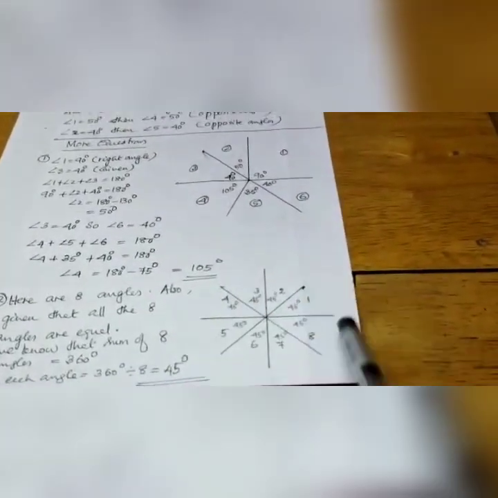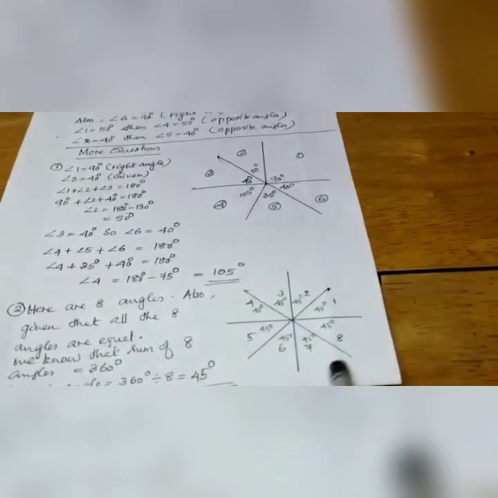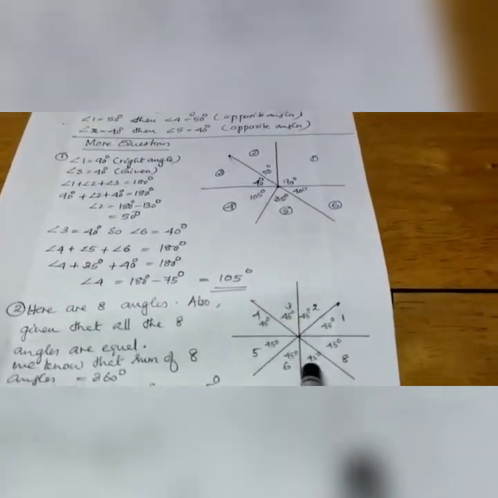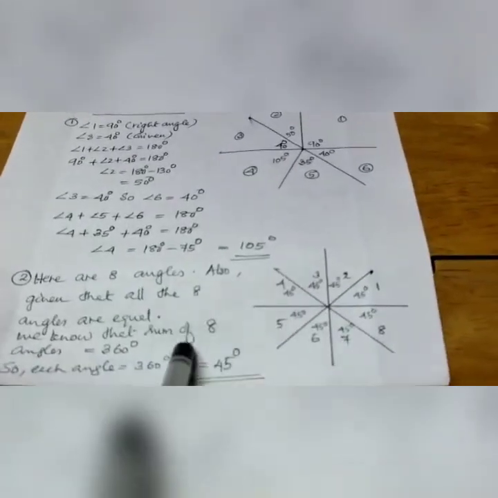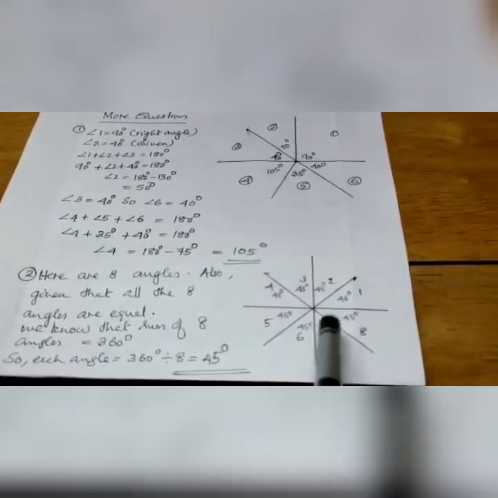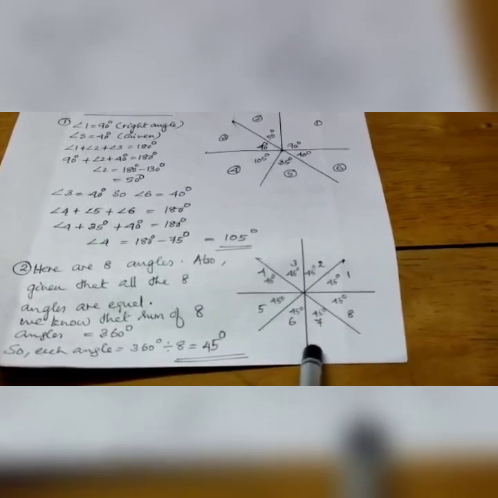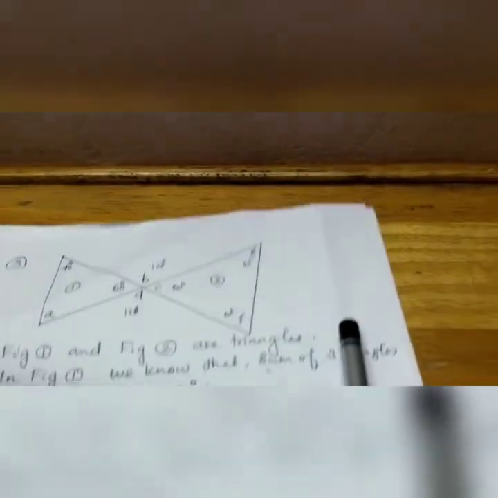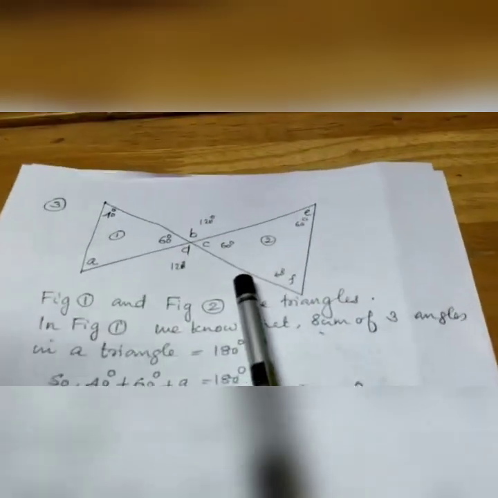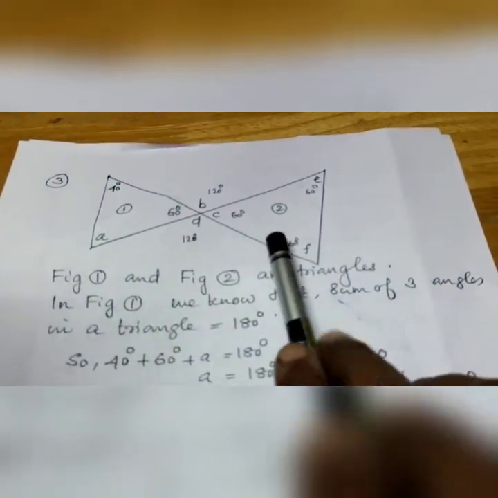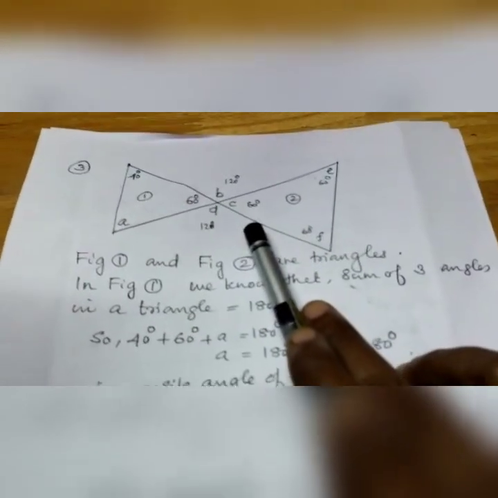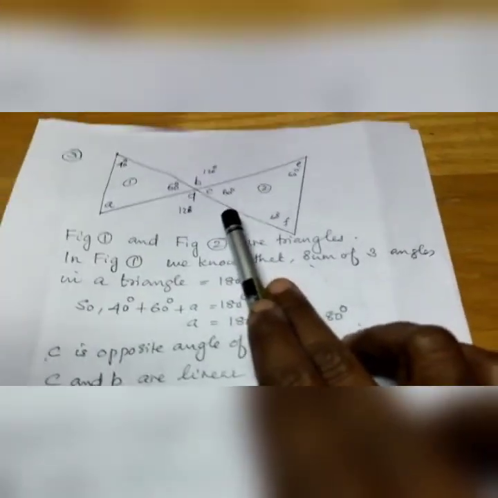Therefore the total sum of the 8 angles is 360 degrees. All the 8 angles are equal. Therefore each angle is equal to 360 by 8, that means 45 degrees. Then here you have to know the sum of angles in a triangle is 180 degrees. You already studied this in class 6.